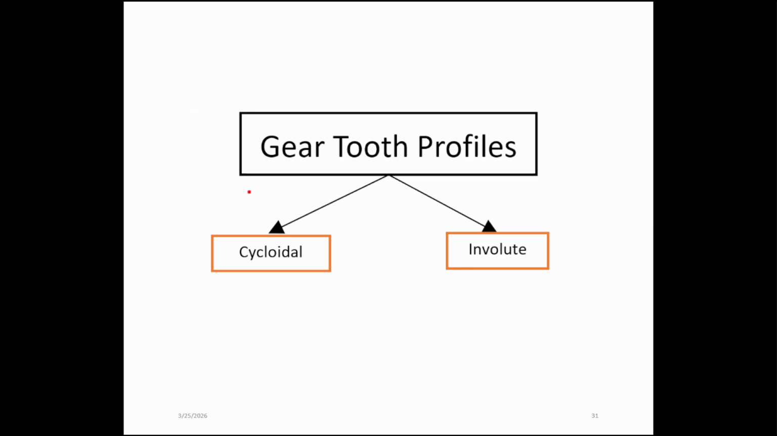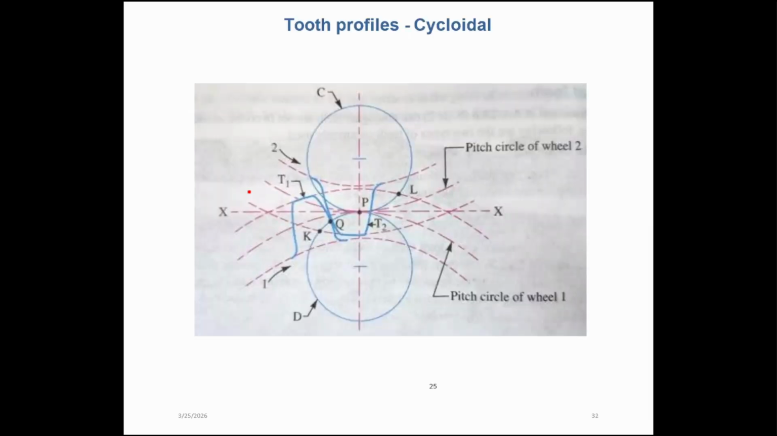So then gear tooth profiles. This is also quite important. We have majorly two tooth profiles. The first one is cycloidal. Then the second one is involute. So this is quite interesting, right? So let me explain the cycloidal shape first.